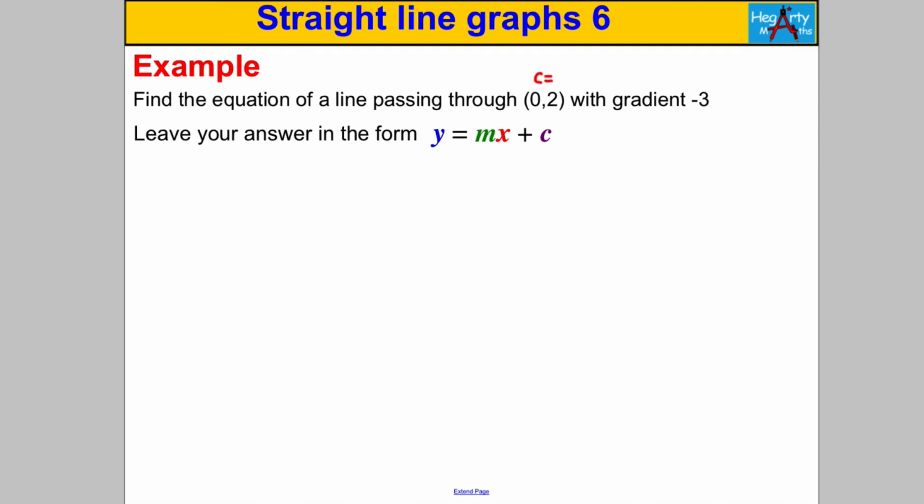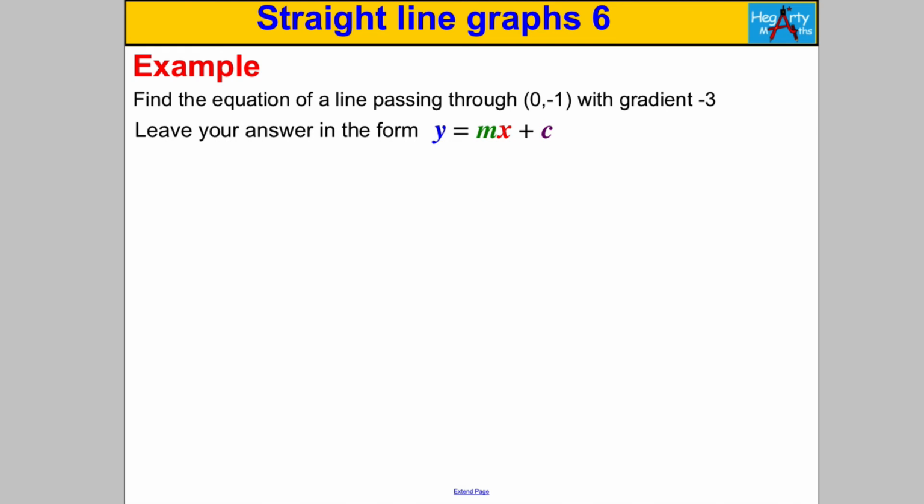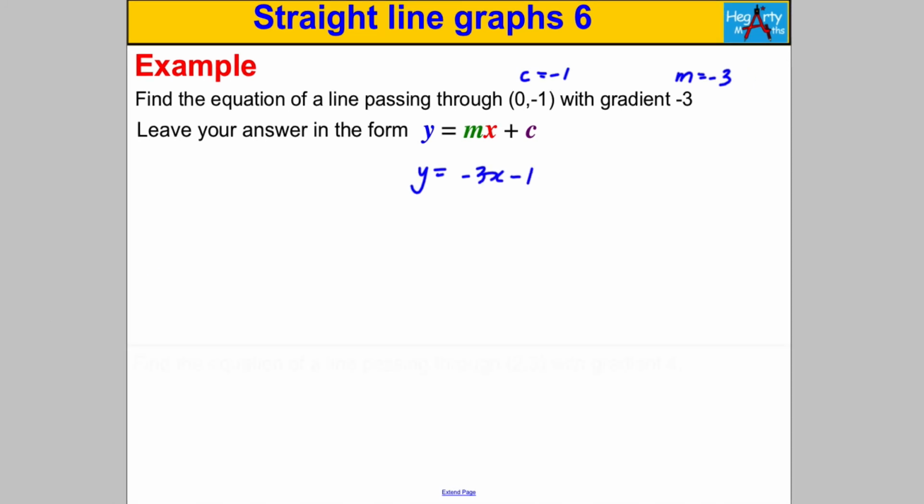Well, c here is 2, m here is negative 3. We are ready to rock here, and it's y is equal to negative 3x add 2, and we're done. Next one. Next one, c here is negative 1, m is negative 3, and so we can straight away say y is equal to negative 3x take away 1, and we're done. And that's it for this skill. That was all I wanted us to practice.